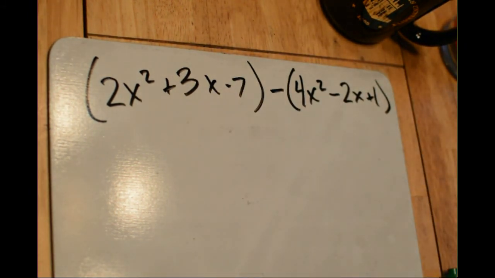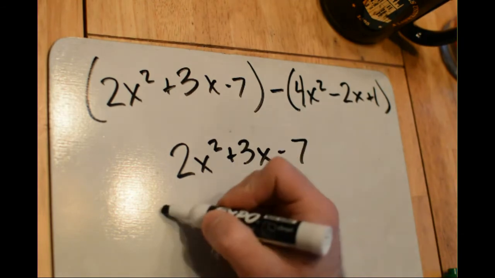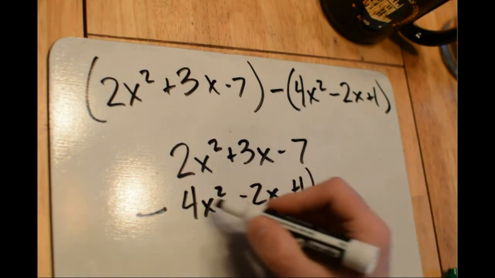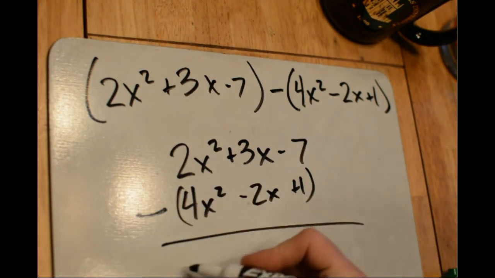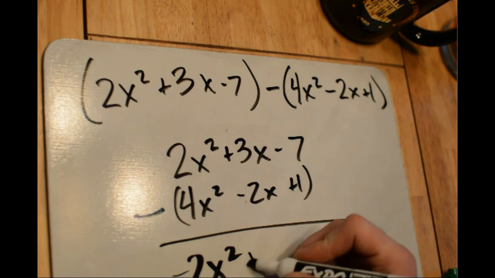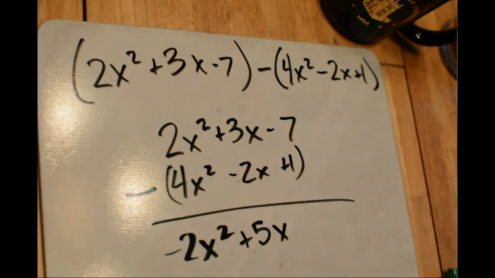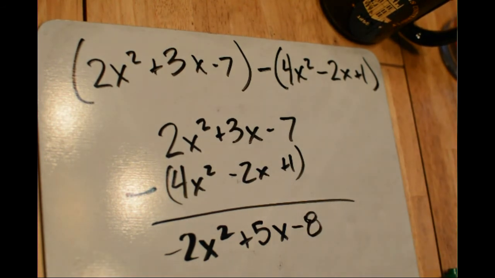Well, we can do that using the vertical method. So we have 2x squared plus 3x minus 7, and we're going to subtract 4x squared minus 2x plus 1. I'm going to put that in parentheses, just to remind me that we are subtracting each part. So 2x squared minus 4x squared is negative 2x squared. 3x minus negative 2x is plus 5x, because we're subtracting a negative, just the same thing as adding the positive. And negative 7 minus positive 1 is minus 8. So we subtracted those two polynomials, and that is what we got.